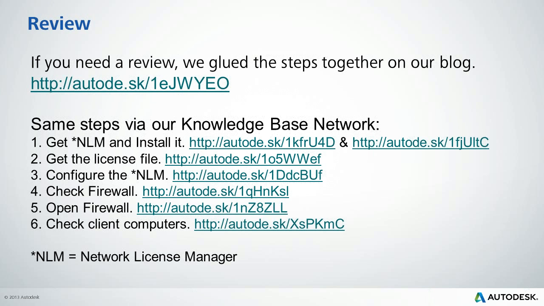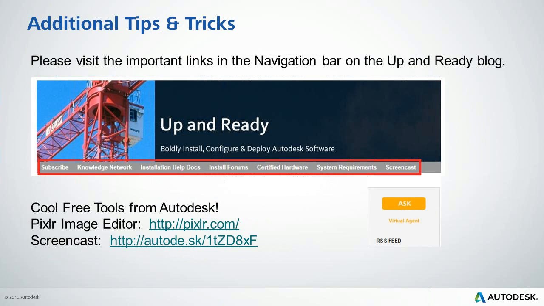And finally, on our blog, we have a lot of tips and tricks as well. This is like our home base. I use it every day to find information. I've grouped it in our nav: there's the knowledge network, our knowledge base, help docs, install forms, certified hardware, system requirements, screencasts, and also the virtual agent. That's where we can download software if you are trying to find older versions of the software.